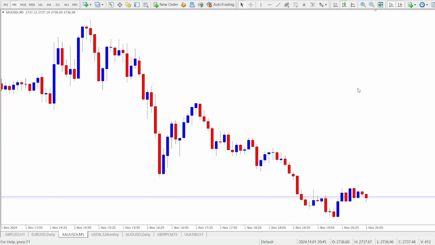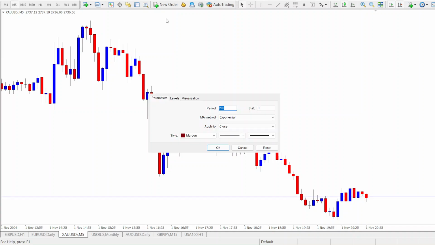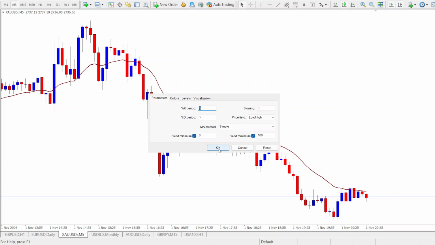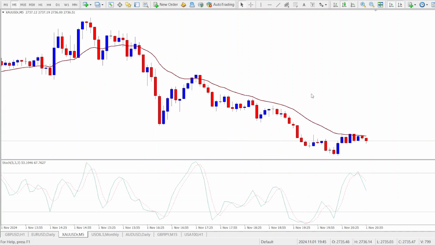First, we are going to be adding two key indicators. We are going to be adding the 20 EMA and the stochastic oscillator. These are the two indicators we are going to be using for this strategy, all right.